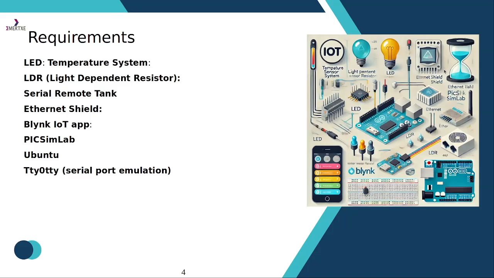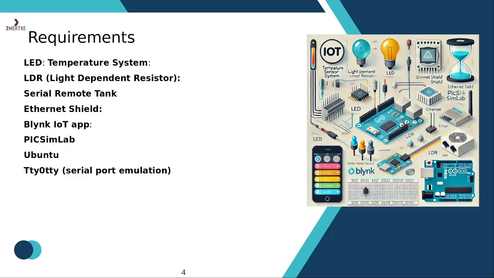So what are the requirements for this project? We have the LED, which is a light emitting diode. We all know about it. They serve as indicators or status lights for most of our home automation systems. Then we have the temperature system, which comprises the temperature sensor, heater, and then cooler.